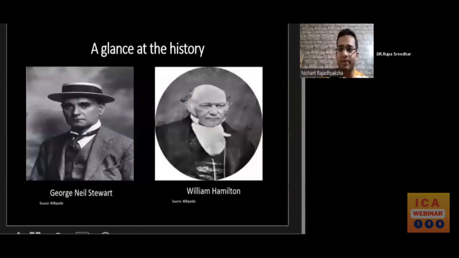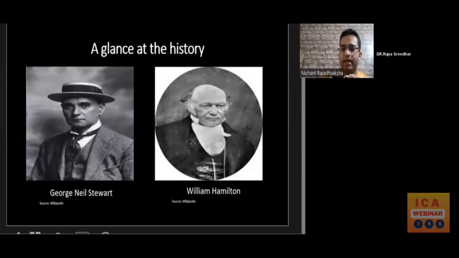A glance at the history. It was in the early 19th century that George Neil Stewart started his experiments on dogs to measure cardiac output. This was the era where no data was available on cardiac output. In his initial experiments, he used 1.5% normal saline and allowed it to flow through the bloodstream. The presence of sodium chloride in the blood changes the resistance of the blood, which he measured using a Wheatstone's bridge transducer. This helped him to determine the flow of the blood, which he calculated as a fraction of body weight per second, which was the fashion at that time.